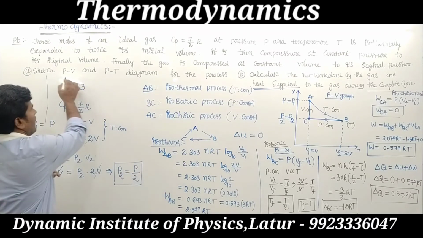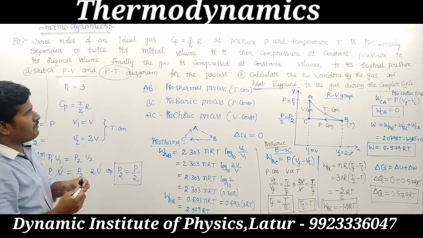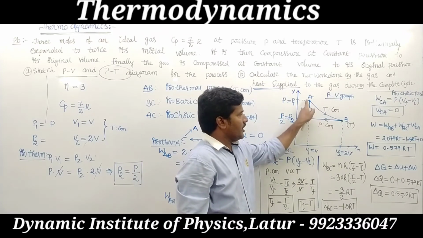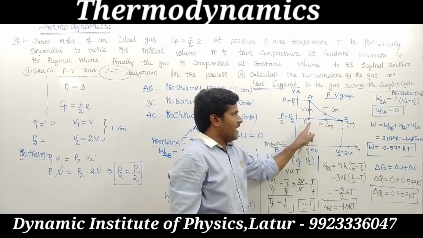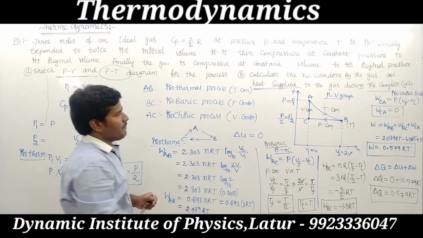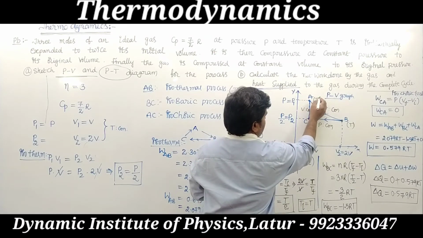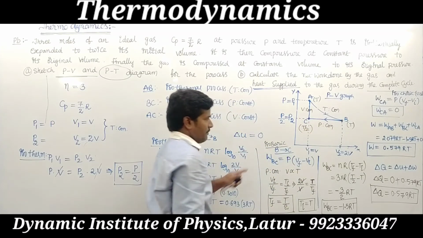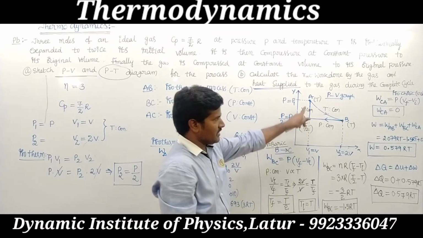But here the P and V graph is completed. Now, what is the shape of the P and T graph? Just observe. From A to B the temperature is constant. Again, the temperature goes from T to T by 2, and again from T by 2 to T. That means the temperature at A is T, at B is T, and at C the temperature is T by 2.